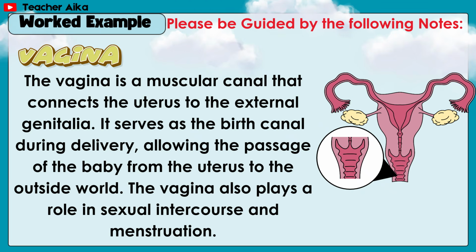Vagina. The vagina is a muscular canal that connects the uterus to the external genitalia. It serves as the birth canal during delivery, allowing the passage of the baby from the uterus to the outside world. The vagina also plays a role in sexual intercourse and menstruation.